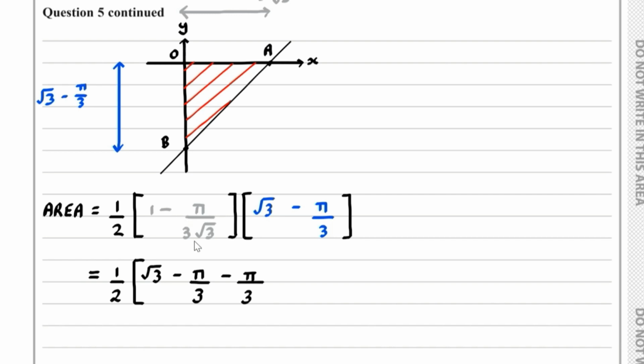And then we've got minus pi over 3 root 3 times by minus pi over 3. Well, that will be positive pi squared over 9 root 3. Now let's see if we can tidy this up even further.